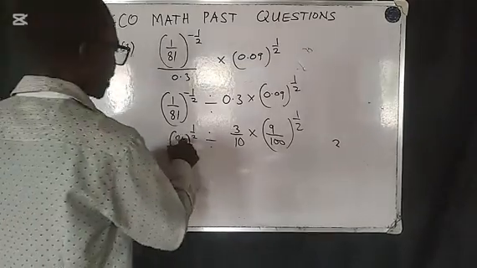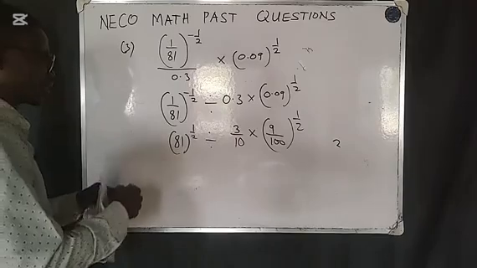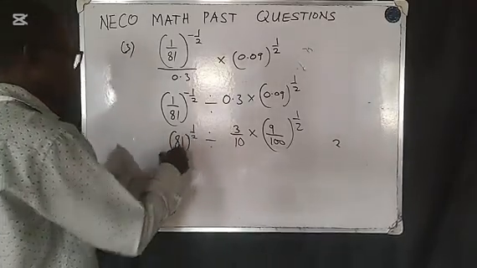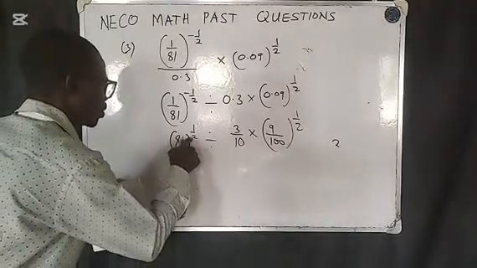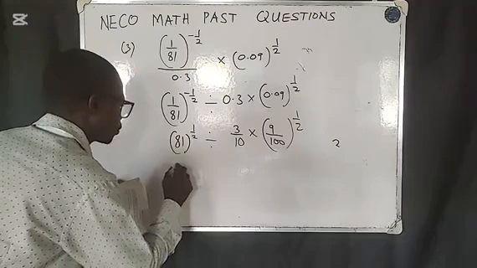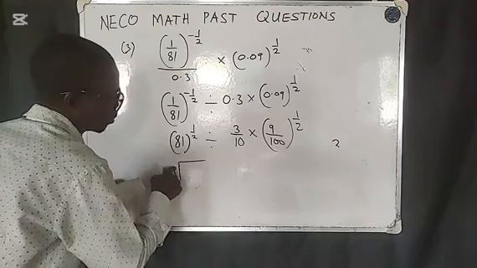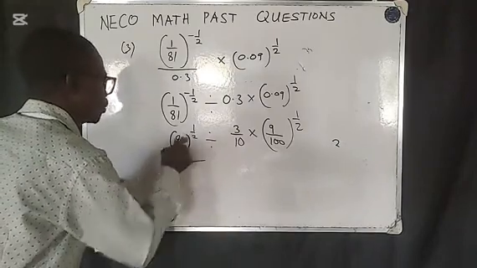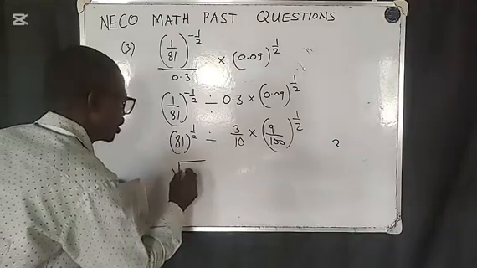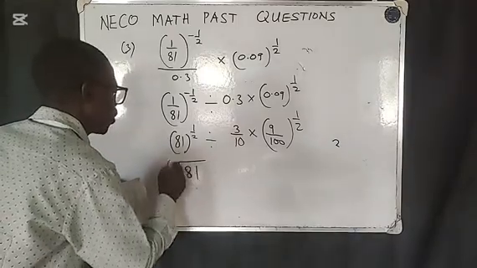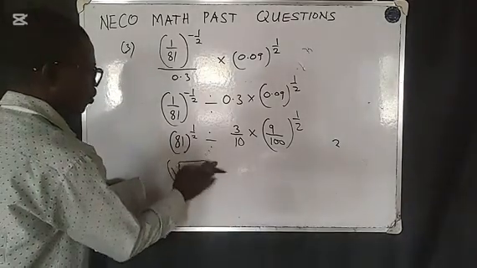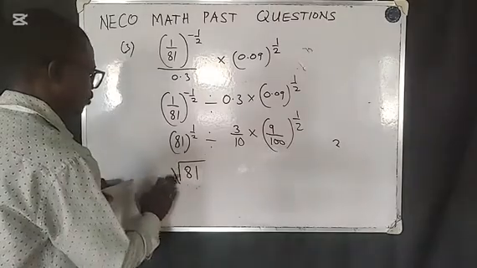This one, fractional power in indices. Fractional power is roots according to the denominator. So the denominator is 2, then we have a square root. If it is 3, it will be a cube root. If it is 4, it will be root 4. So it is 2, it will be a square root. Then we have 81, all raised to the power of 1, which is not necessary to put. It's not necessary to put the 1. Let's leave it like this.